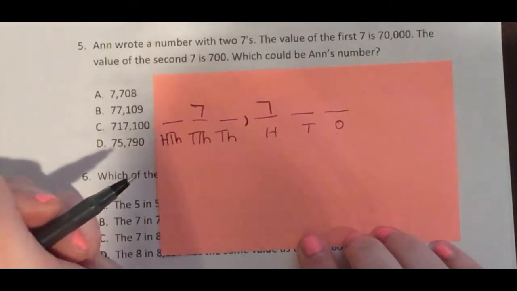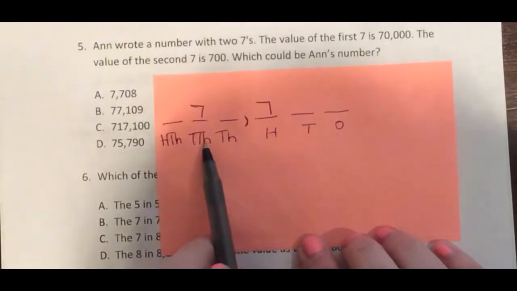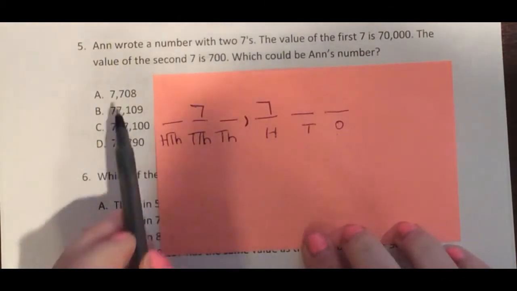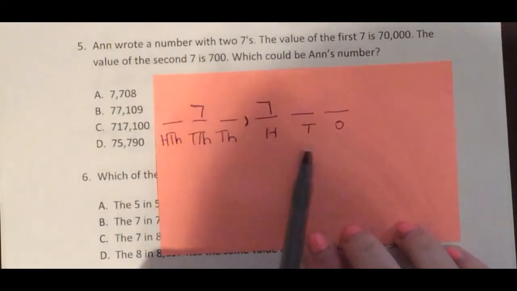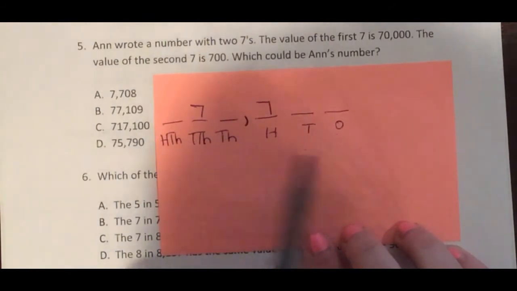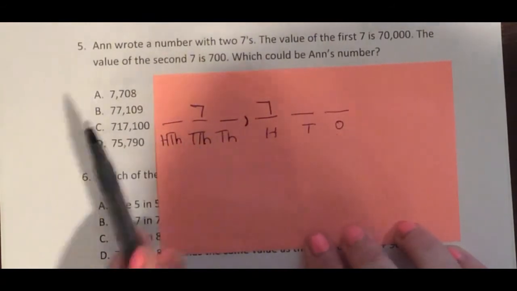Okay? So I'm looking for a number that also has a 7 in the 10,000s place and that also has a 7 in the hundreds place. So I'm going to take each of my answer choices and I'm going to write them in the correct place value to see which one lines up.